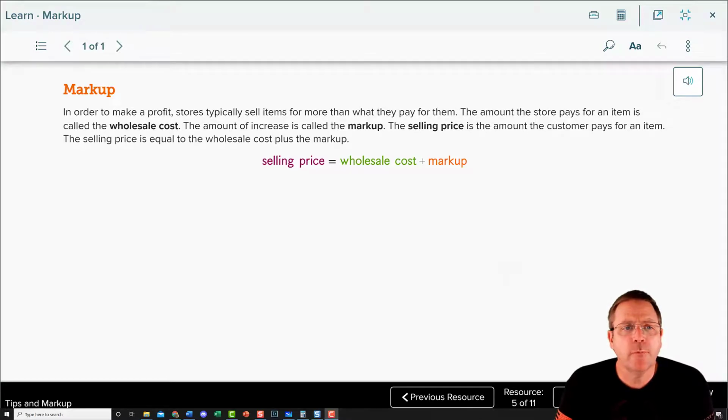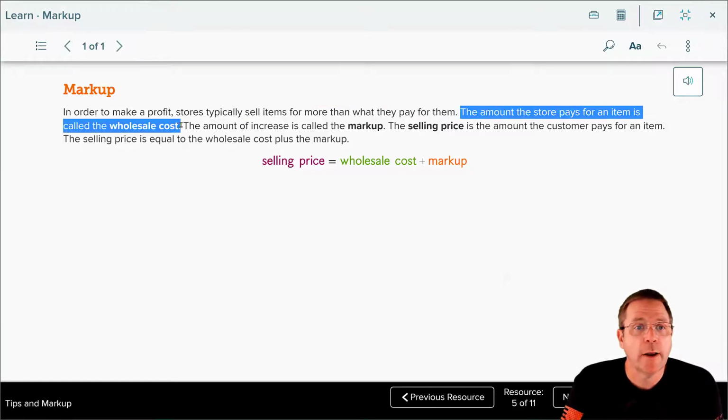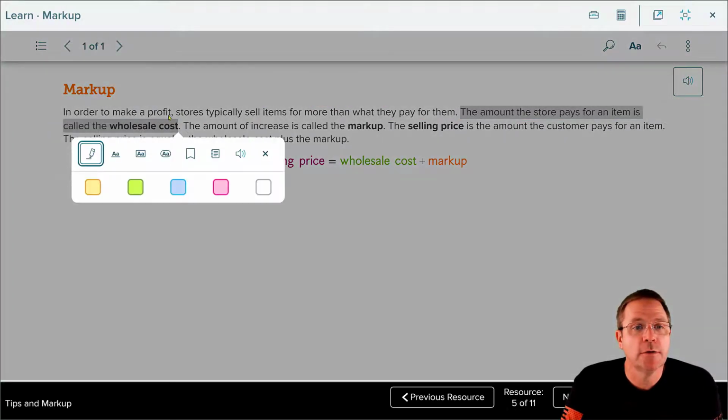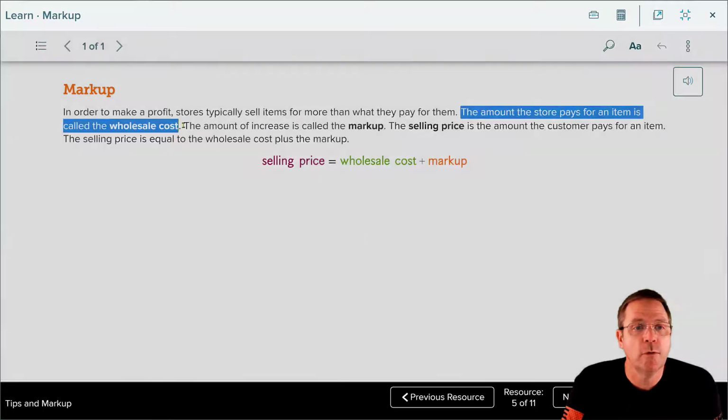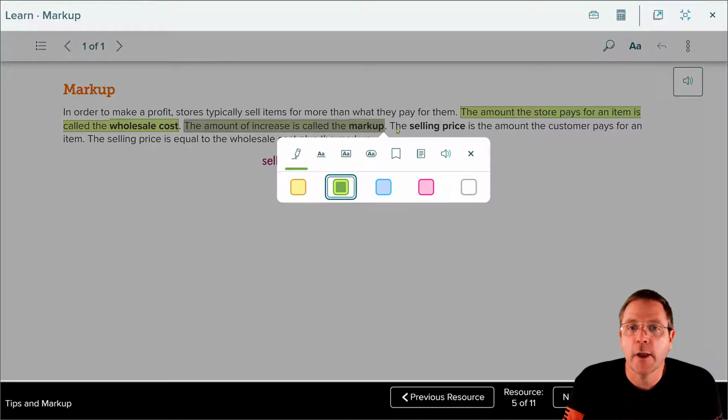In order to make a profit, stores typically sell items for more than what they pay for them. The amount the store pays for an item is called wholesale cost. The amount of increase is called the markup, and the selling price is the amount a customer pays for each item. We're going to highlight each of those because each of those are vocabulary words that you need to have memorized so you can do well on your upcoming vocabulary quiz.